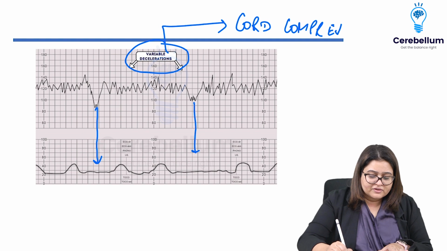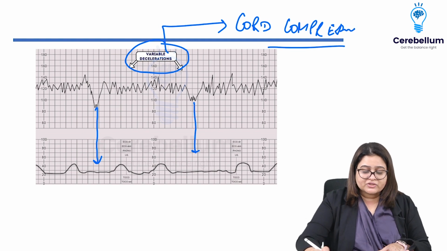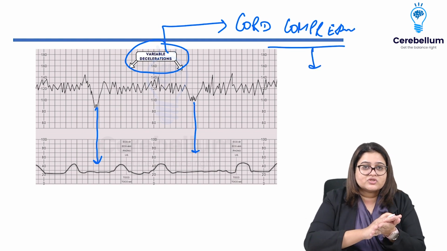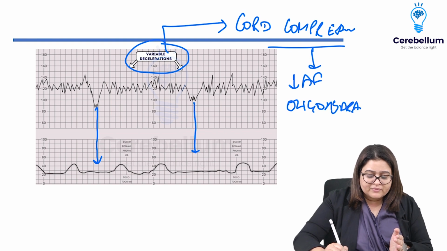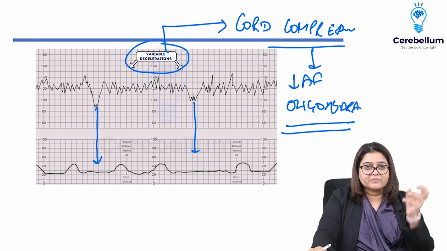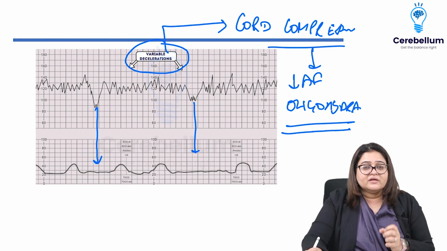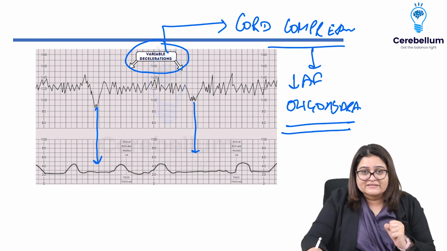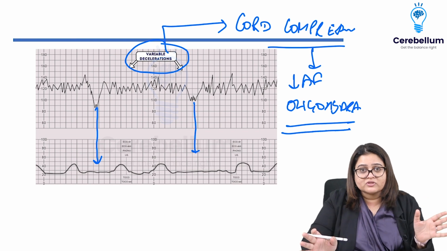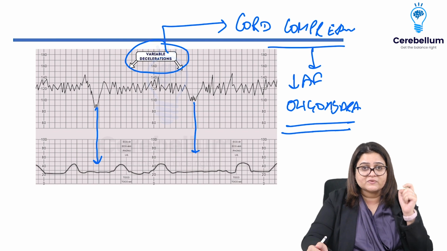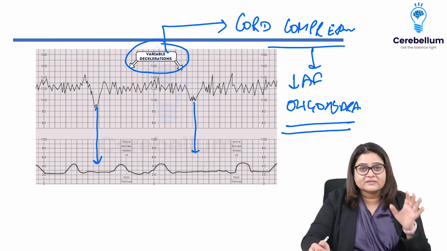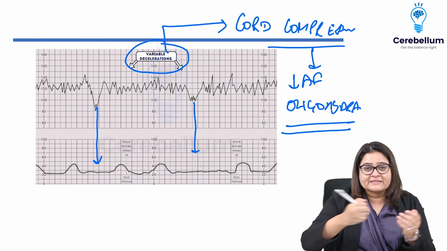Okay, so in cord compression, where will you see cord compression? When there is less cushioning of the cord, that means there is less amniotic fluid or there is oligohydramnios. So remember, variable decelerations happen because of cord compression. Late deceleration happens because of fetal distress. You missed the bus. It's late now. And early deceleration happens because of head compression, which is seen classically in the second stage of labor when the head is descending the maximum.